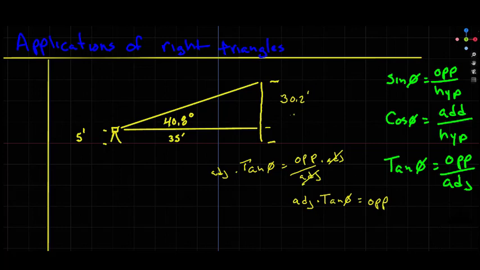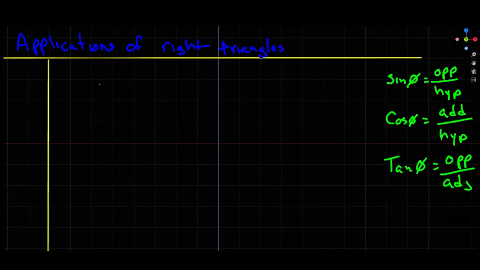So what is 30.2 plus 5? Well, the total is going to be 35.2 feet. All right, so let's give another one a try.